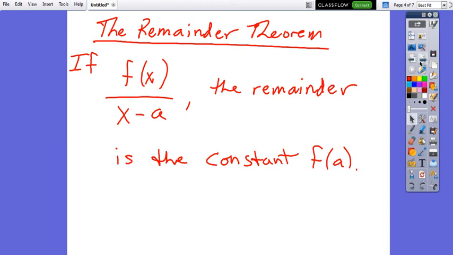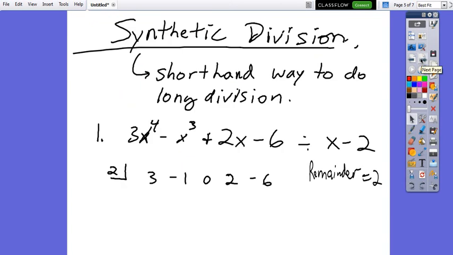Now, because of this, we can do what's called synthetic division. All right? Synthetic division is a shorthand way to do long division. But it will immediately give us the remainder. It takes us to the remainder.